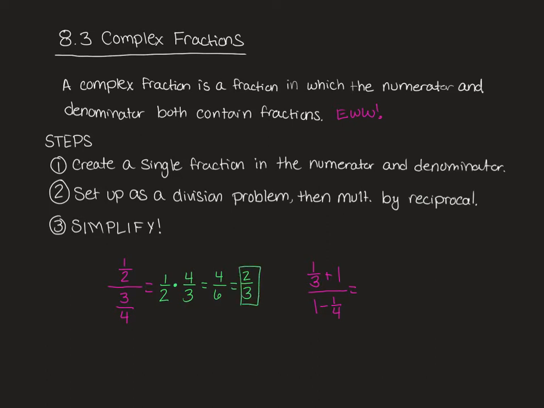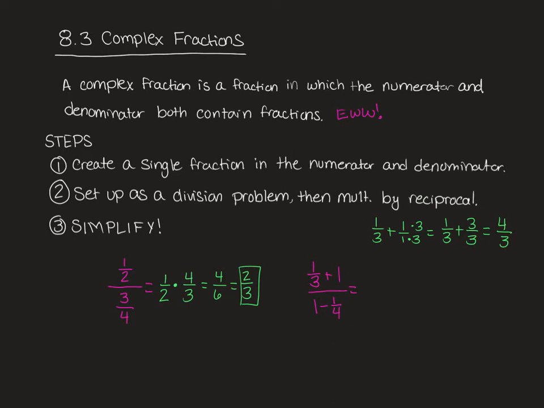Let's look at the second one. Notice now that the numerator and denominator are not entire fractions. So this is where it can get complex. So I want to look at just the numerator, and I'm going to do my steps off to the side. So 1/3 plus 1. Well, this is really 1/1. We want to make this one big fraction, so we need common denominators. So I'm going to multiply this by 3 on top and bottom. So I get 1/3 plus 3/3, which gives me 4/3.